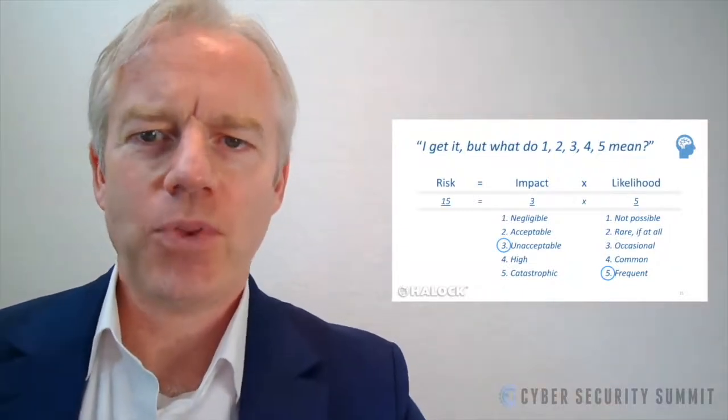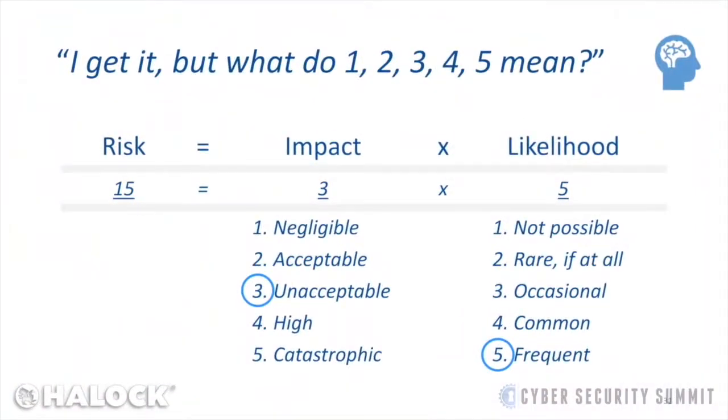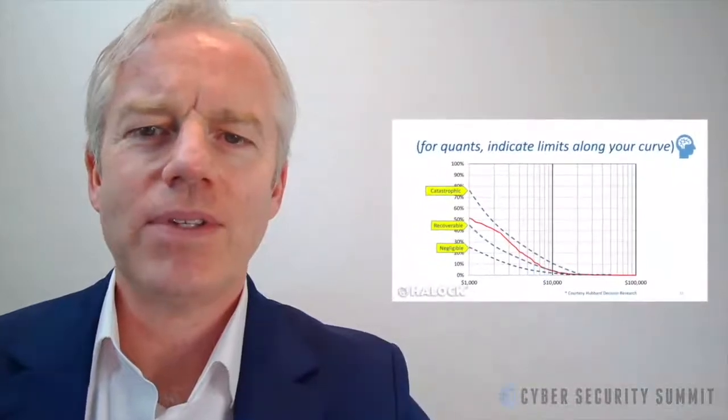But what do these 1, 2, 3, 4, or 5 things mean? You're going to want a plain language way to describe what they mean, because you're going to want consistency in how you estimate. Well, let's say you have an impact of 3 because you believe something is going to be an unacceptable impact. Negligible is 1, 2 is acceptable, 3 is unacceptable, 4 is high, and 5 is catastrophic. You could do something similar with likelihood in terms of the possibility, plausibility, or frequency of something. And you can come up with a fairly good risk score that way and some kinds of consistency.